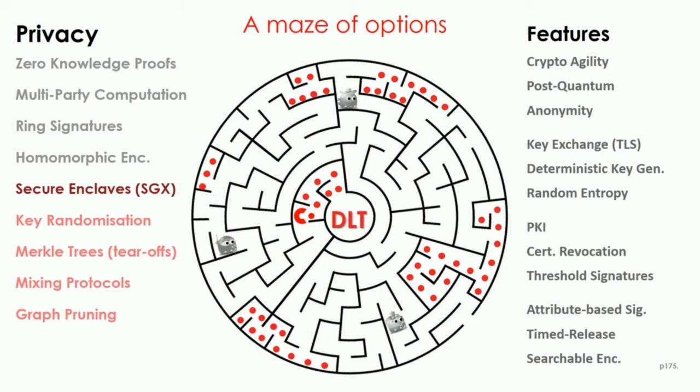So there are lots of different techniques that can be used to do this. There's the advanced cryptography, things like zero-knowledge proofs and ring signatures and homomorphic encryption and multi-party computation. There's also secure enclaves with SGX, which we heard about from Simon this morning. There's also techniques like what Bitcoin pioneered, simple things like key randomization. You just change the identities in transactions to be random and anonymous.